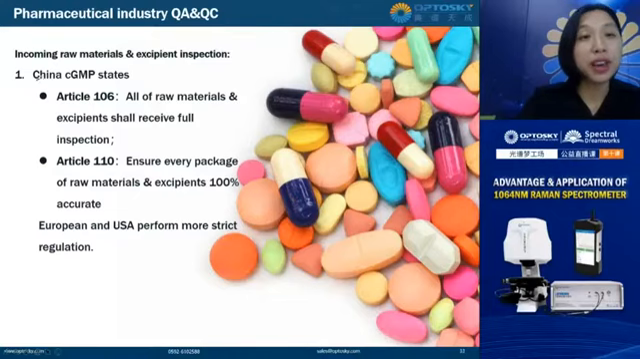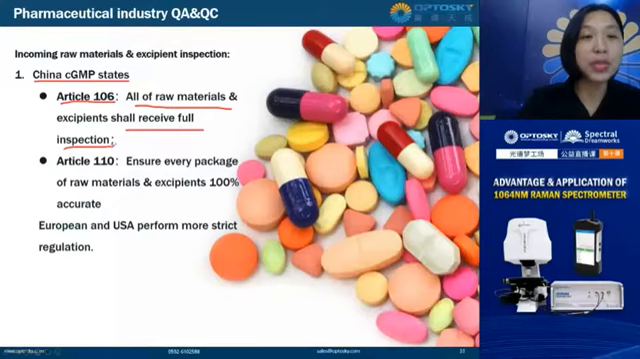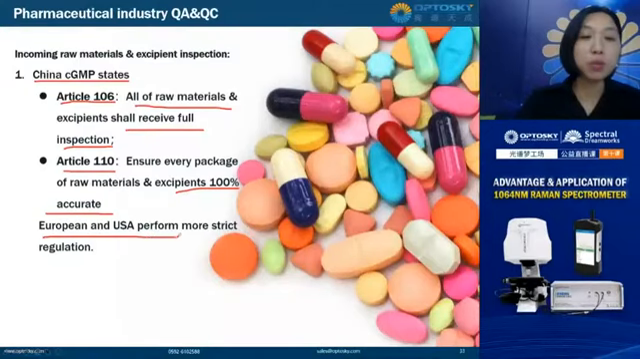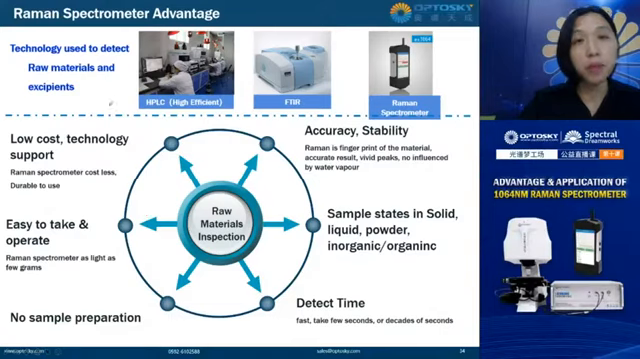In the pharmaceutical industry, China's CGMP states in Article 106 that all materials should receive 100% inspection. Article 110 also ensures every package should be 100% accurate. Not to mention European and US regulations are much stricter. So we know that Raman spectrometers have many advantages.